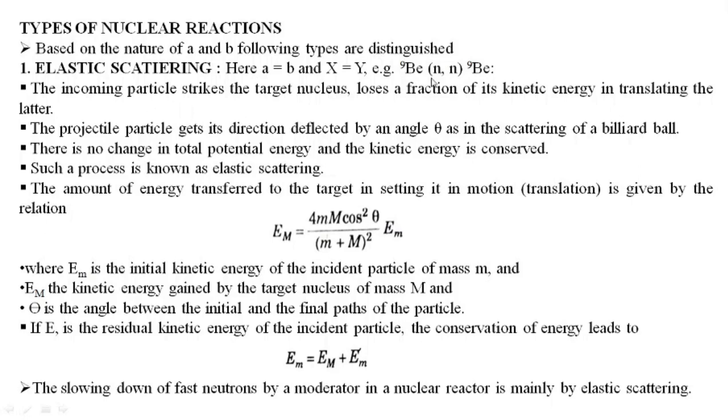The incoming particle, in this case the neutron, strikes the target nucleus and loses a fraction of its kinetic energy in translating the latter. So when this neutron bombards the beryllium target, it loses a fraction of its kinetic energy. The projectile particle gets its direction deflected by an angle theta, as in the scattering of a billiard ball.